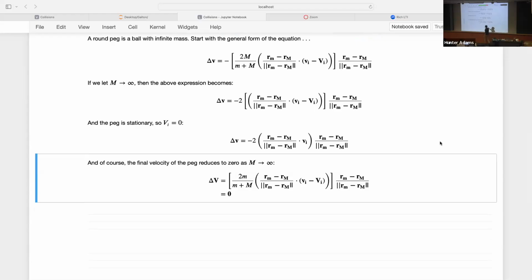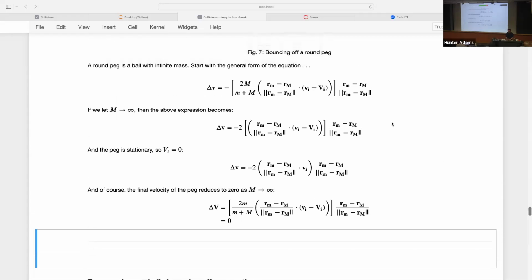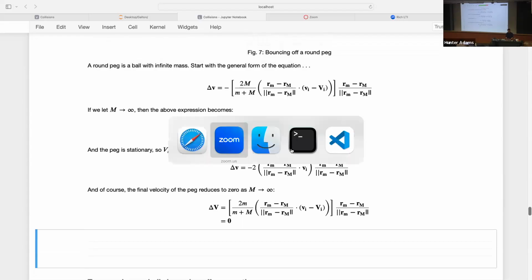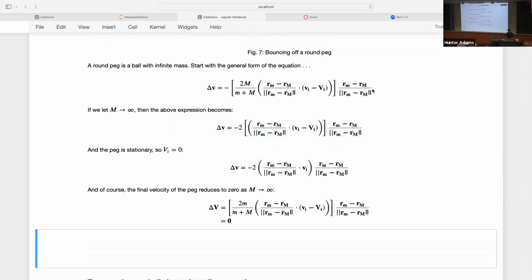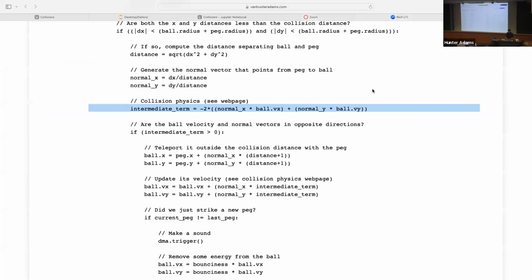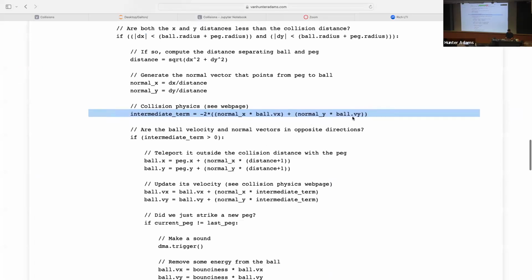This is an obvious point, but if you were to look at the analogous equation for the change in velocity of the peg, as you let m go to infinity, that of course goes to 0, right? Because the peg doesn't change velocity as the mass goes to infinity. So this equation here is this line. That slightly obscure line comes from these collision physics.